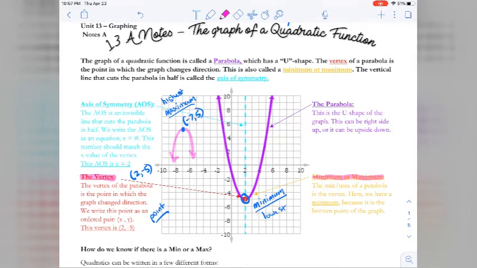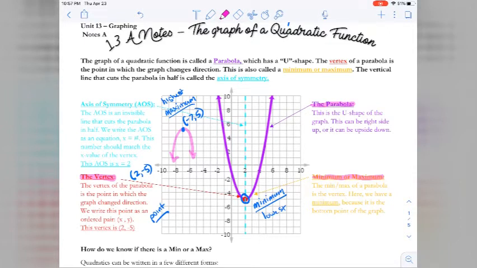Now, continuing with the key terms, parabola is just what we call the shape. When we graph a quadratic, the resulting shape is what we call a parabola. Parabola just means a U-shaped graph.